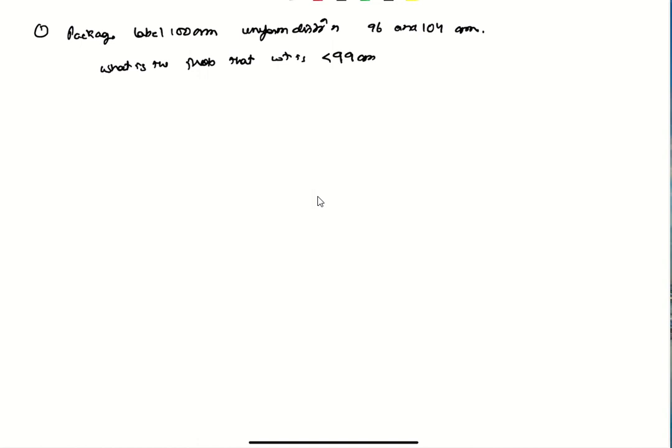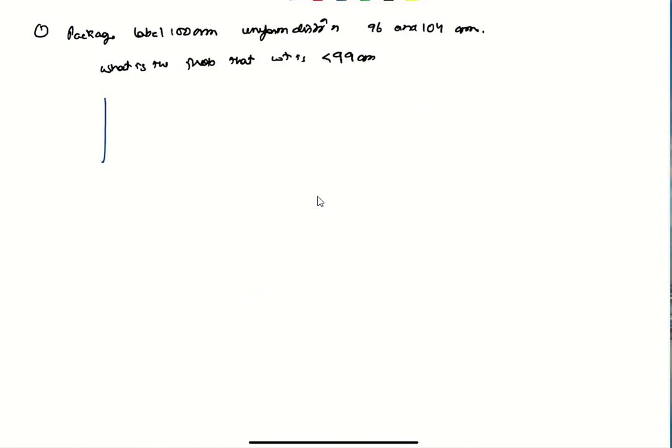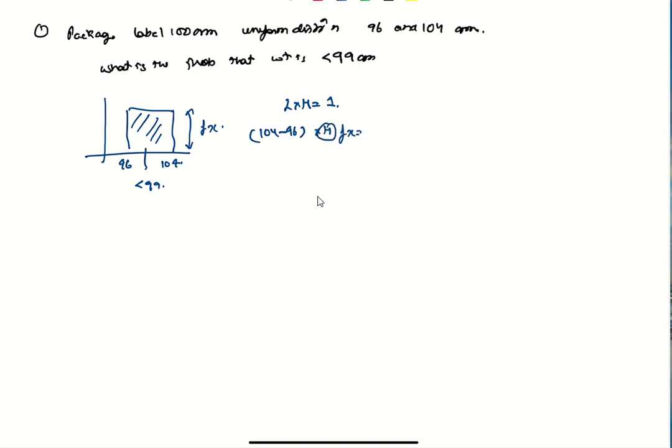For all these you have to just draw the distribution graph, and you see that this is 96 and this is 104. This height is the fx, and we want to know the probability that it is less than 99. So first thing we have to do is to calculate the fx. Length times height needs to be 1, and length is 104 minus 96, and the height is the fx, so that is 1. So fx is equal to 1 upon 8.